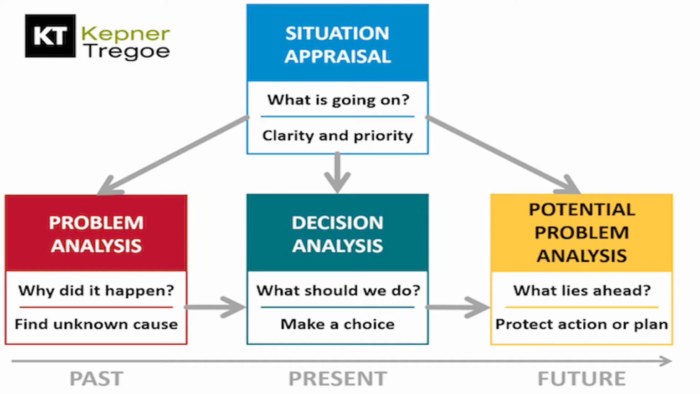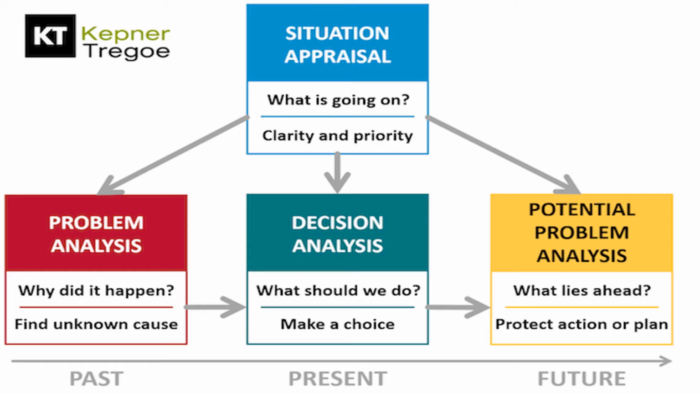So in your situational appraisal, the question is what is going on, and we try to find clarity to determine the priorities of actions that need to be taken. And we do that by looking at the past, asking the question, why did this happen, and finding any known as well as unknown causes that might have triggered it. And this is called our root cause analysis that we will investigate a little bit further.